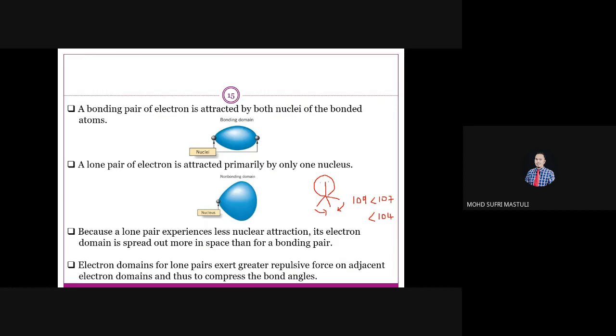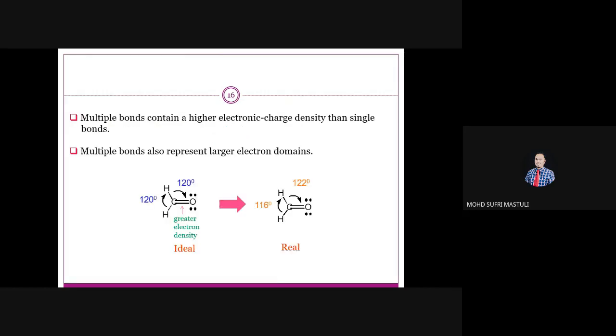the electron domain of the lone pair is spread more in space, so it produces a greater repulsive force towards the electron domain of the adjacent atom. Okay, so now is the effect of multiple bonding, double or triple, towards the bond angle. Because the multiple bond contains higher electronic charge density.